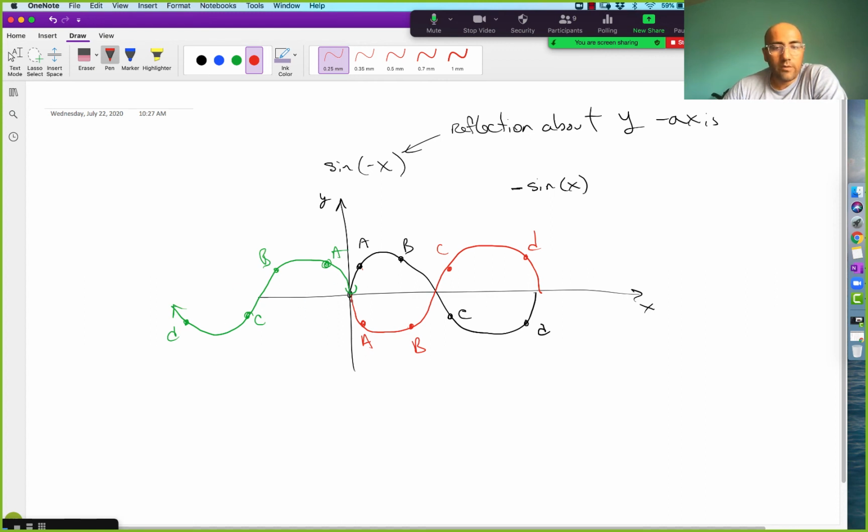As I keep going with this pattern, it's going to go that way. And as I keep going with this pattern, it's going to go that way. So either way, we get the exact same shape, right? That's why we say that sine of -x is equal to -1 times sine of x. And we just saw that all of this was equal to sine of x plus pi.